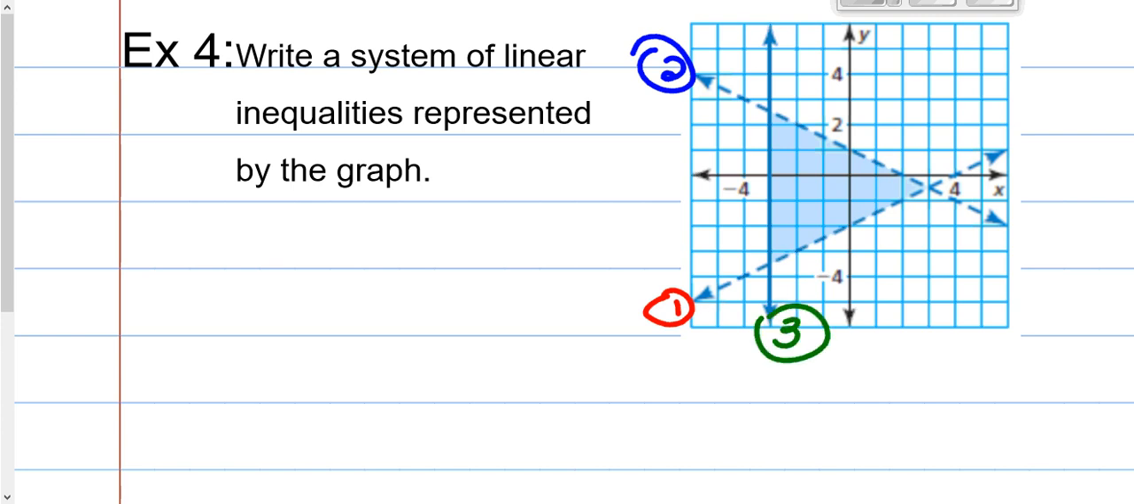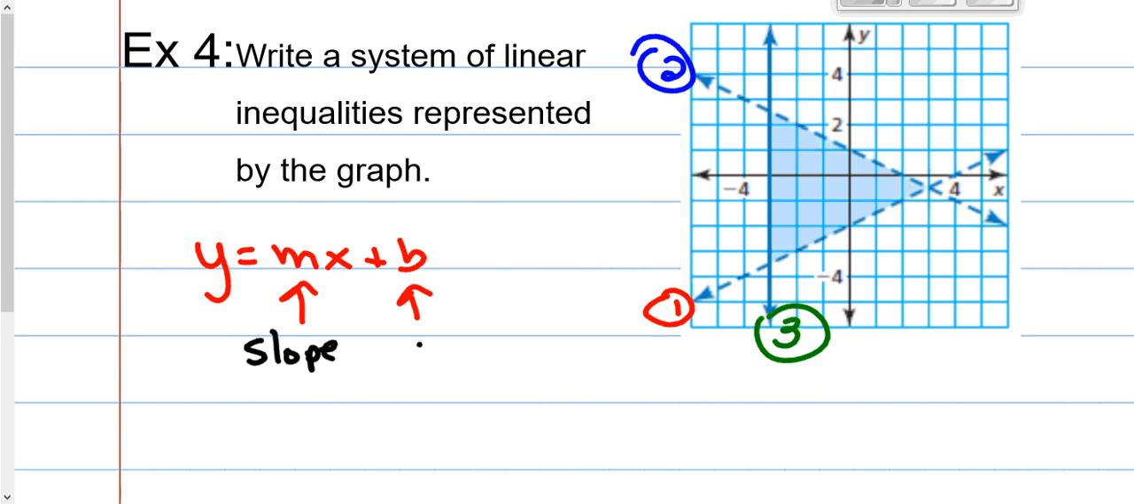All right, so let's look at equation 1. Equation 1, we need two things here. If we're going to write an equation, we're going to look at y equals mx plus b. The two things that we need are the slope and the y-intercept. So make sure you know what those things are and how to find them. Slope, remember, is rise over run. Your y-intercept is where it crosses the y-axis.